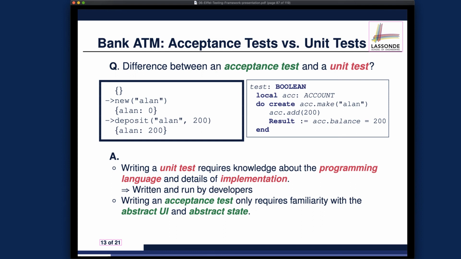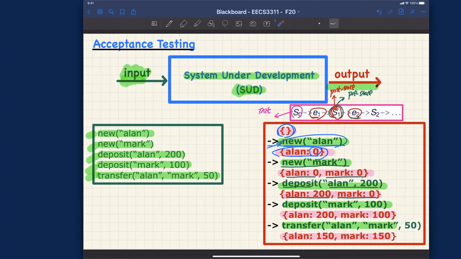In order for me to write an acceptance test, it only requires familiarity with the abstract UI and also the abstract states. Let's try to relate to the example that we saw previously. Here, in order for me to write such an acceptance test, I need to spell out new, deposit, and also pass the right argument values, or in order for me to specify the expected output, to tell the developer this is what I need in order to satisfy this particular use case scenario.